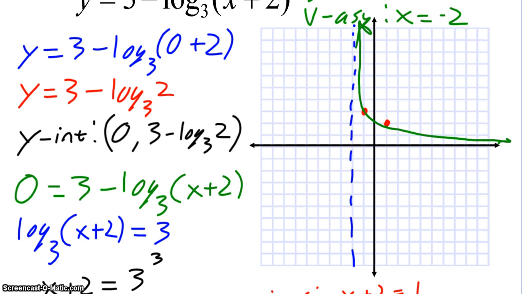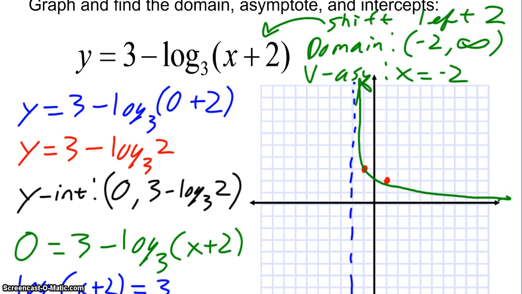Alright, so first, when I look at the function, I recognize that I'm going to have a horizontal shift to the left of 2. So that means my domain is going to be -2 to infinity, because the standard domain for a log graph is going to be 0 to infinity, and the vertical asymptote is going to be at x equals -2. Now to find the intercepts.